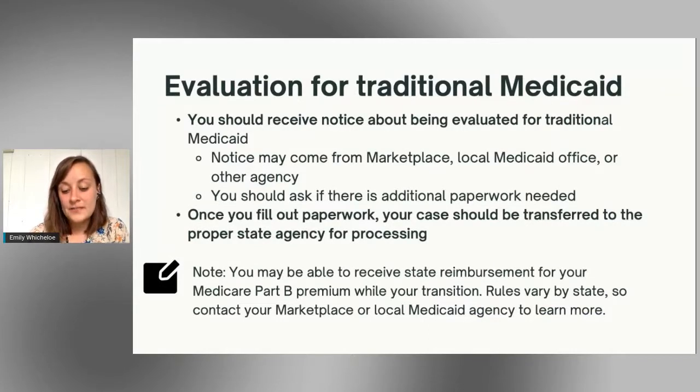You should receive a notice about being evaluated for traditional Medicaid. This notice may come from the marketplace, local Medicaid office, or other agency. So as you're aging into Medicare, becoming eligible for Medicare, it's recommended to be on the lookout for any mail that looks like it's from an official source. You should also contact the agency that sent you the notice or notices and ask if there's any additional paperwork needed. Once you fill out any needed paperwork, your case should be transferred to the proper state agency for evaluation and processing.